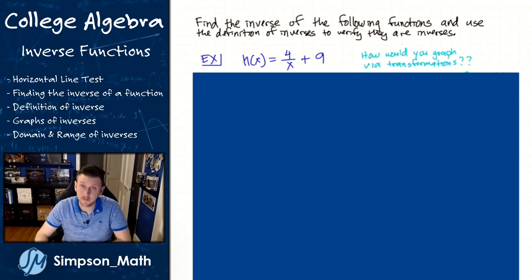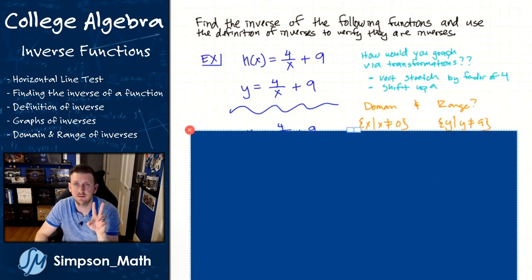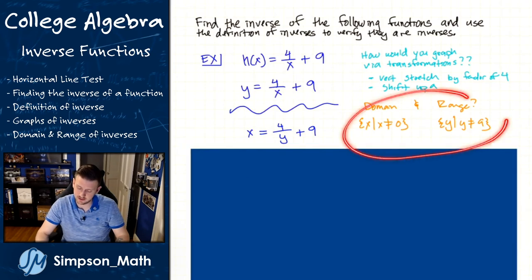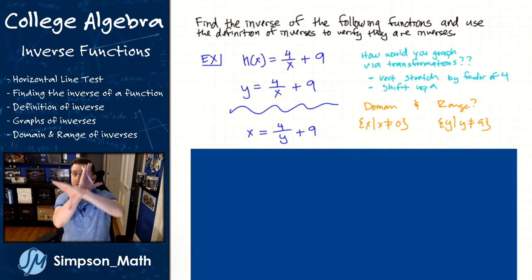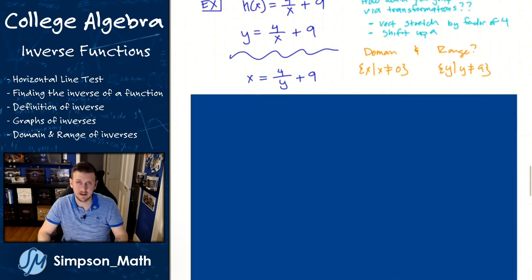All right, so what's the first step to finding an inverse? Well, if it's in function notation, you have to change it to y. So now there's our y. And then what's step two? Interchange x and y. I like to put my little squiggly line. Over to the side, I have pointed out the domain and range. I'm going to come back to that in a minute. But notice our domain here, we've moved only up. So it's just x cannot be 0, but when we move it up 9, x can't be 9.